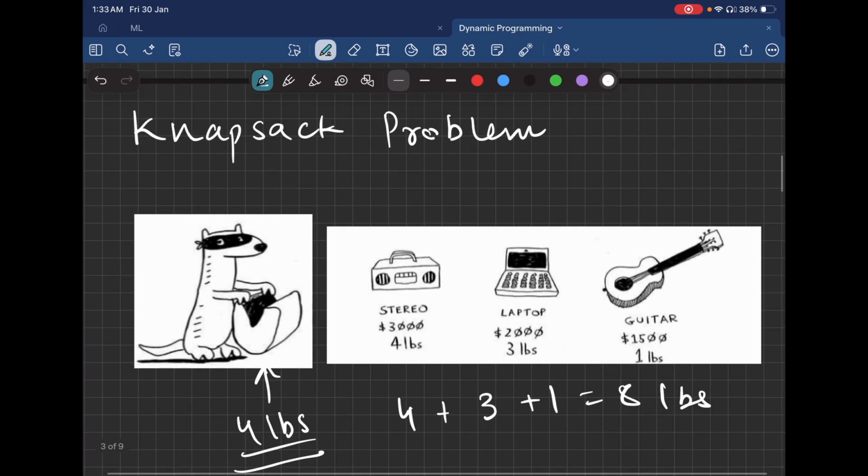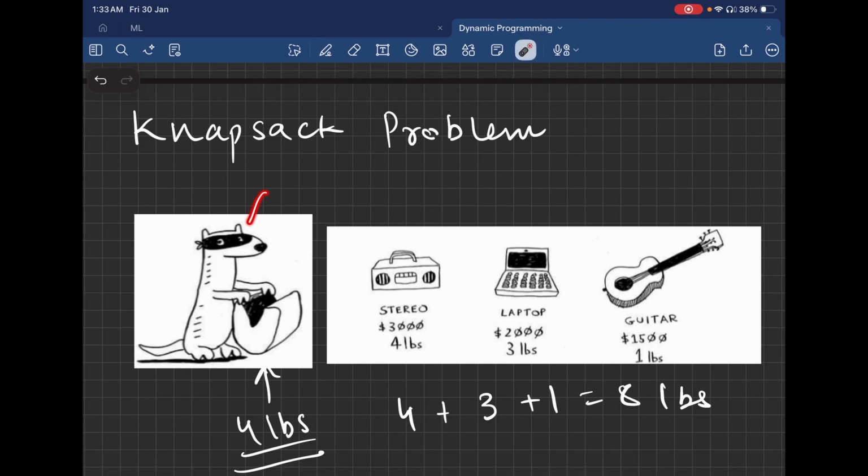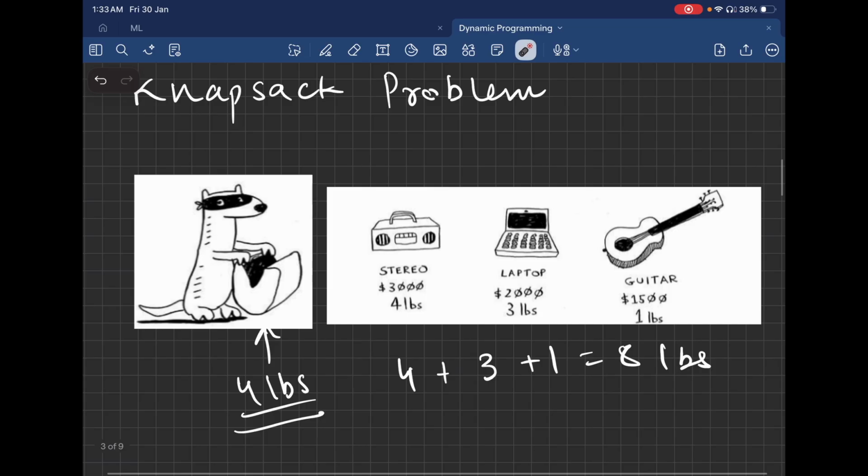Now we are going to look at a classic problem, which is the knapsack problem, in which this is you. You are a robber who entered a house, and you're greeted with all these items. You have a knapsack which has a capacity of 4 pounds. Of course, as a thief you would want to steal all of these items, but you can't because the total weight of these items is 8 pounds. So you think to yourself, you want to maximize the profit. How would you go about it?